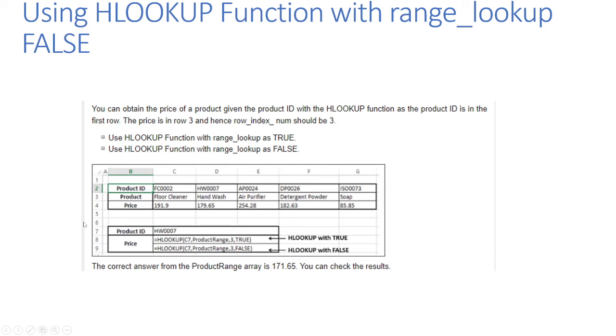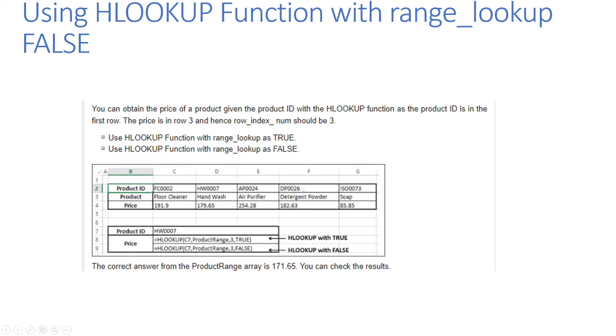You can obtain the price of a product given the product ID with the HLOOKUP function as the product ID is in the first row. So the price is in row 3 and hence the row index number should be 3. So again, similar. So we use here HLOOKUP, C7, and then product range. I think it should be this one, so C7. So we're looking for this value. So HLOOKUP C7 and product range.